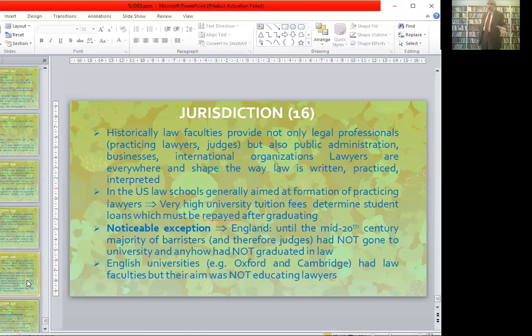Now, in this system, continental Europe and the US on certain aspects are very similar, especially the role of universities in formation. We have a very significant different experience, which is the English experience, which is quite extraordinary for us continental Europeans, but which deserves to be explained in detail, because it also gives you the idea of in what aspects English law is different from continental European law.